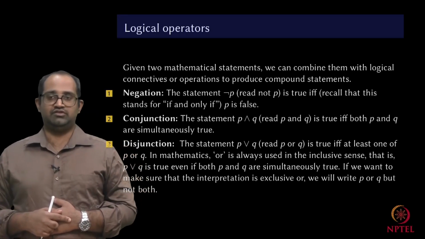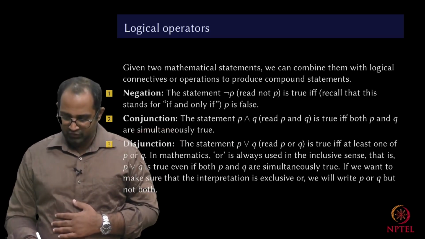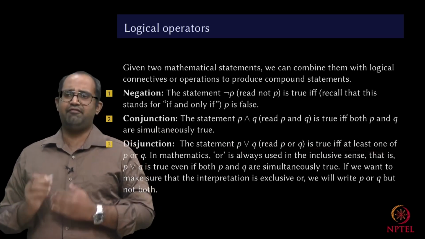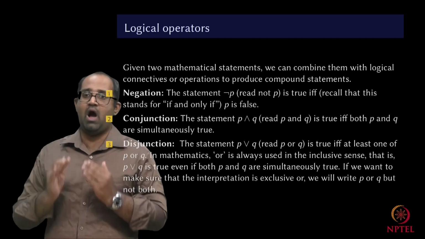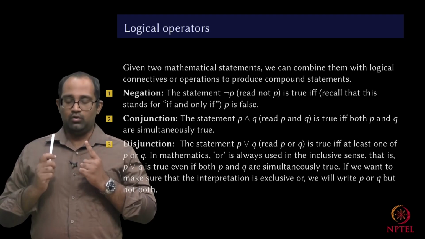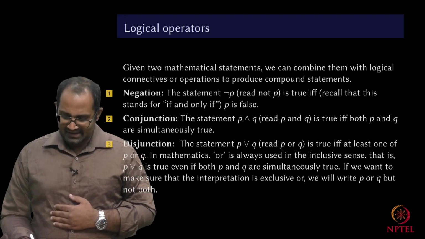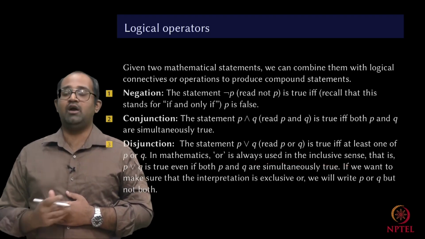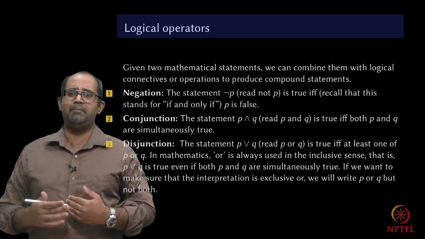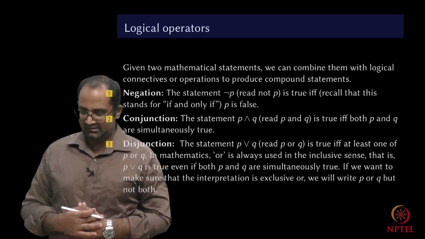The third logical operator is that of disjunction. The statement P or Q, written P ∨ Q and read P or Q, is true if and only if at least one of P or Q is true. One crucial difference between mathematics and everyday usage of the word or is that in mathematics the word or is always used in the inclusive sense. That means the statement P or Q is true even if both P and Q are simultaneously true.